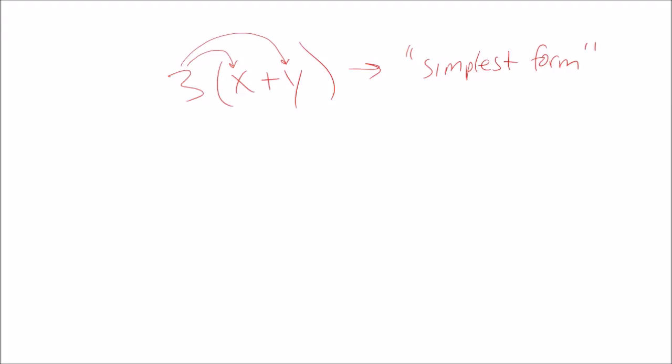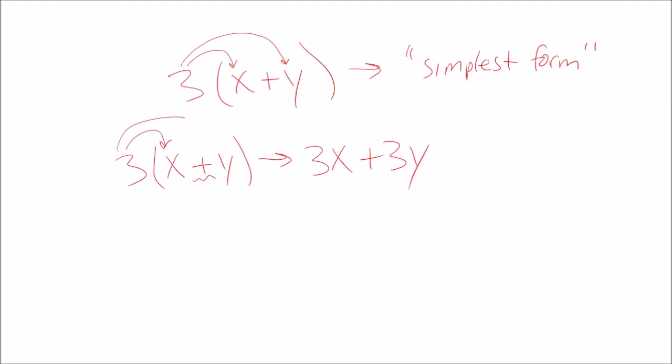Now, how we're going to do that is we're going to multiply each. So I'm going to do the whole problem out to show you the end product. It's going to become 3x plus 3y. Now, what we did here is we multiplied the 3 and the x. We kept our operation and we multiplied the 3 and the y. And this is our final product. This is the simplest form after distribution.